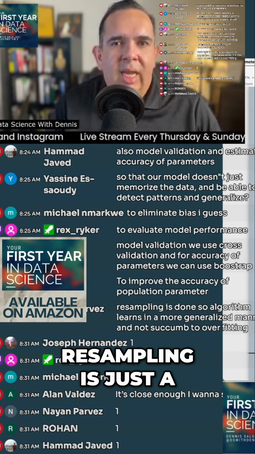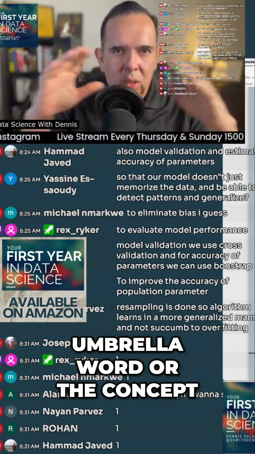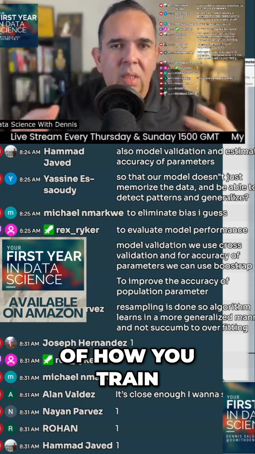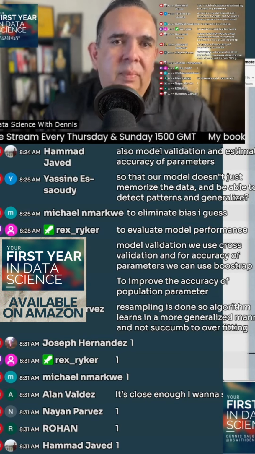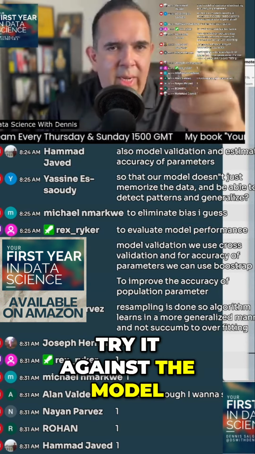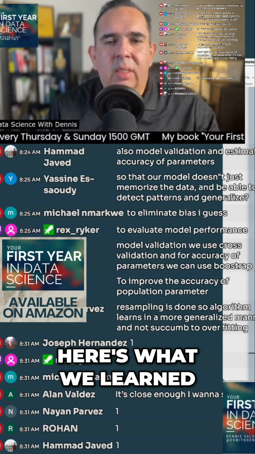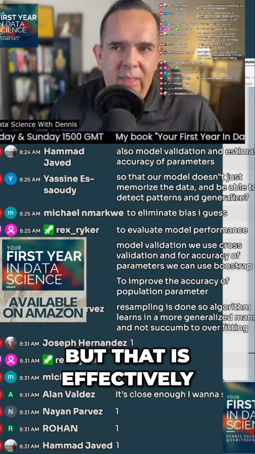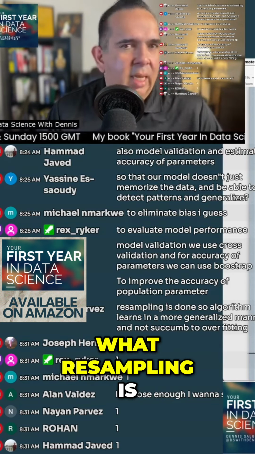Resampling is just an umbrella word for the concept of how you train an algorithm. Here's the data, try it against the model. Here's what we learned, right? Here's the metrics that changed. But that is effectively what resampling is.